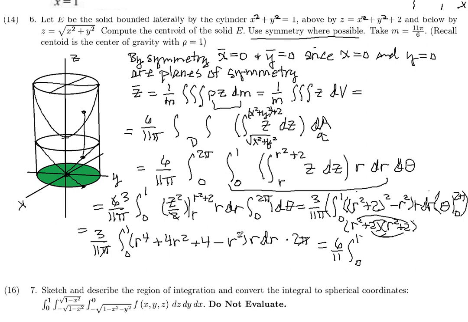Negative r squared and 4r squared combine to give us 3r squared. And then we want to multiply that r in times each one of these guys. So r to the 4th times r is r to the 5th. r times 3r squared is 3r cubed. r times 4 is 4r, dr. Okay, so now this is just power rule. So you got a 6/11 on the outside there.